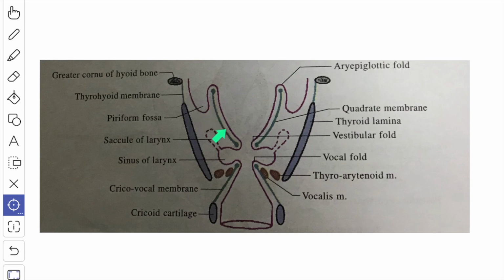So this is the quadrate membrane. The lower free margin is thickened to form the vestibular ligament. So the mucosa, the submucosal areolar tissue and the vestibular ligament together form the vestibular fold. The free margin of the vestibular fold slopes downwards and medially.